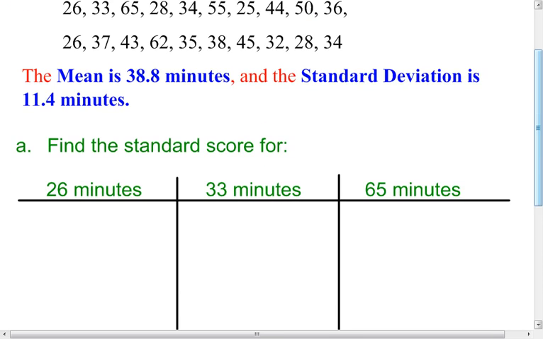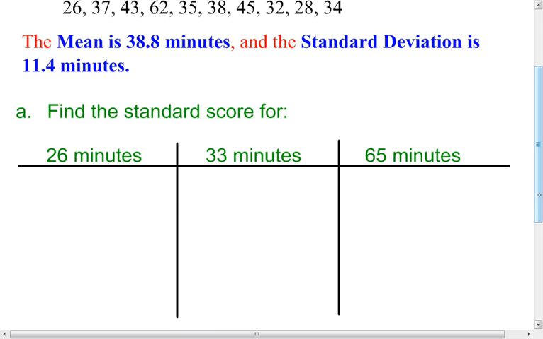All right, I am asking you to find standard scores for these 3 drive times. The first one would be 26 minutes. To find the standard score for 26 minutes, again, to find the z-score, you take the raw score, which is 26 minutes, minus the mean, which was 38.8 minutes, divide by the standard deviation, which is 11.4 minutes, and you get negative 1.12.